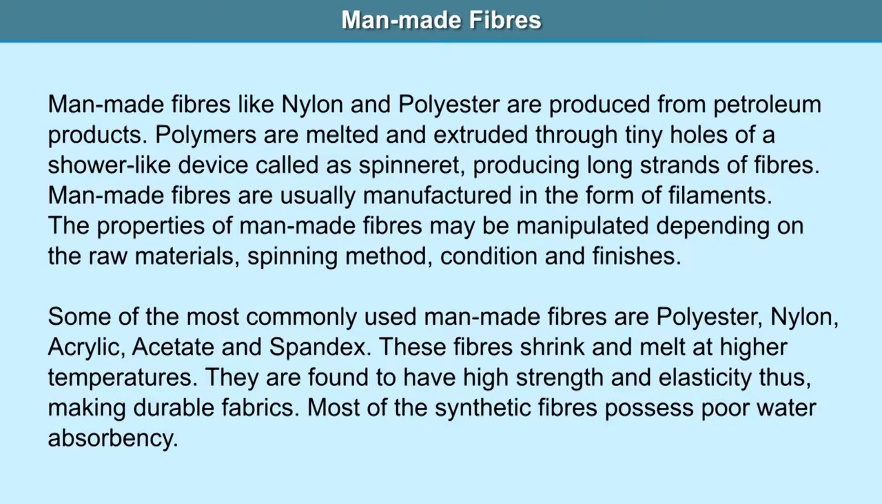Some of the most commonly used man-made fibers are polyester, nylon, acrylic, acetate, spandex, etc. These fibers shrink and melt at higher temperatures. They are found to have high strength and elasticity, thus making durable fabrics. Most of the synthetic fibers possess poor water absorbency.